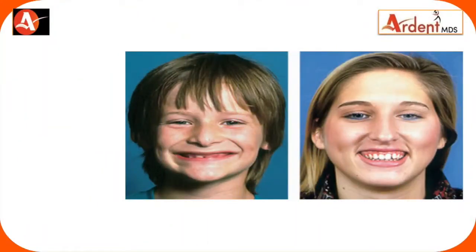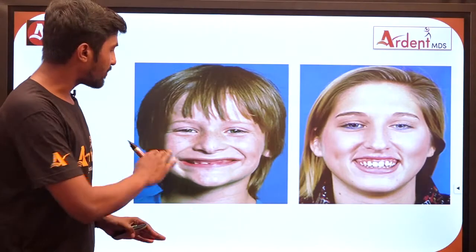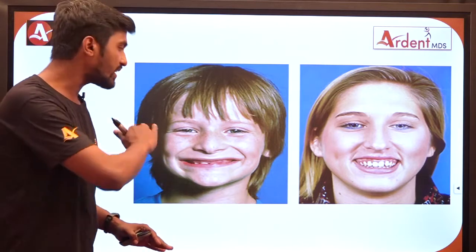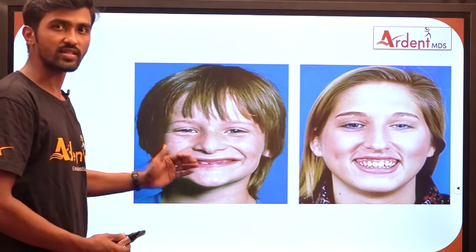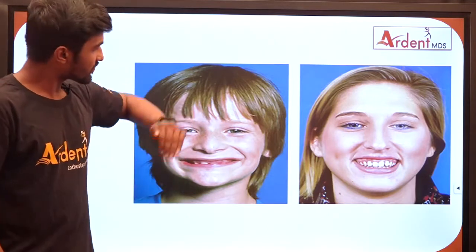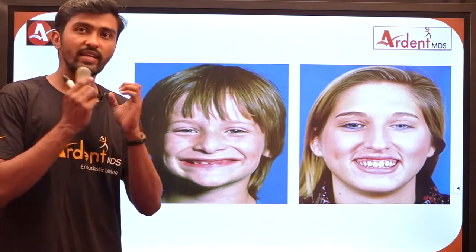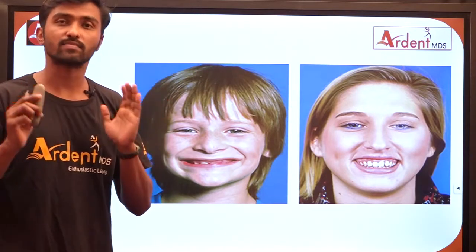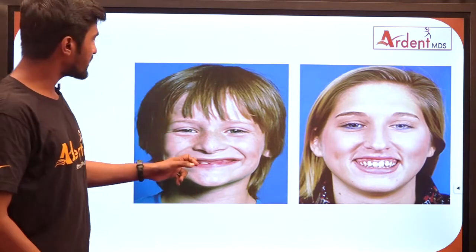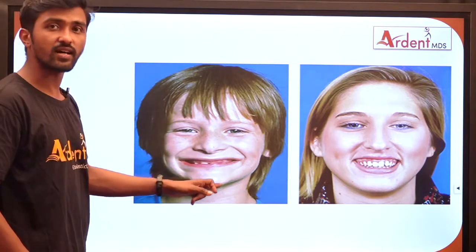So let us see some clinical examples. This will help us understand in a clearer way. Let us see the first image. Here the child is smiling, but apparently we are not seeing any crown portion of the tooth, only gingiva is seen. So what happens in this patient? If I am smiling widely, all my incisors should be seen. That is the ideal smile aesthetics, right? But in this case, the incisors are not seen at all.